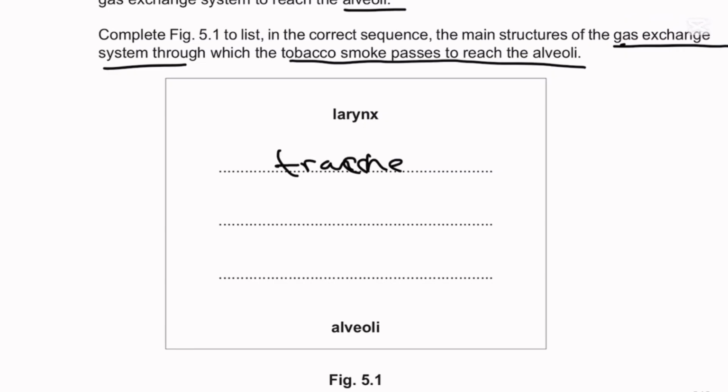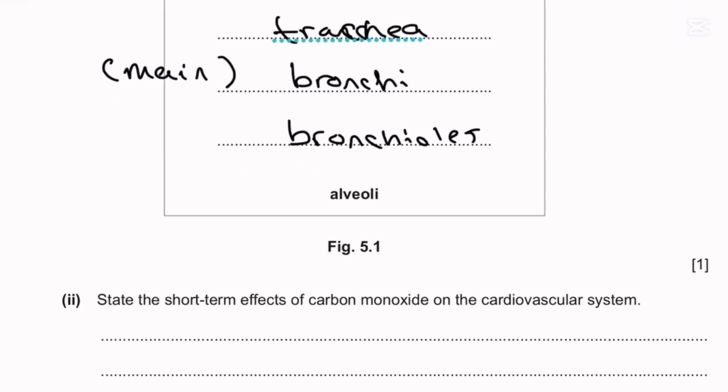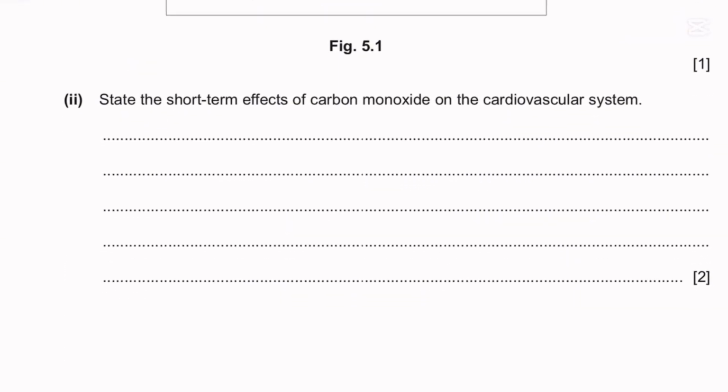Trachea then splits into 2 bronchi, right and left. After that, they start to split into bronchioles. Okay, so main bronchi, and then more bronchi, and then in the end you're gonna have bronchioles, which then split into alveoli. State the short-term effects of carbon monoxide on the cardiovascular system. What we know about carbon monoxide is that carbon monoxide has a really high affinity to hemoglobin, actually a greater affinity to hemoglobin than oxygen does.